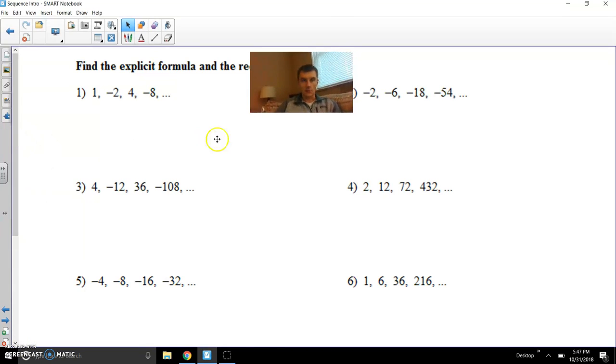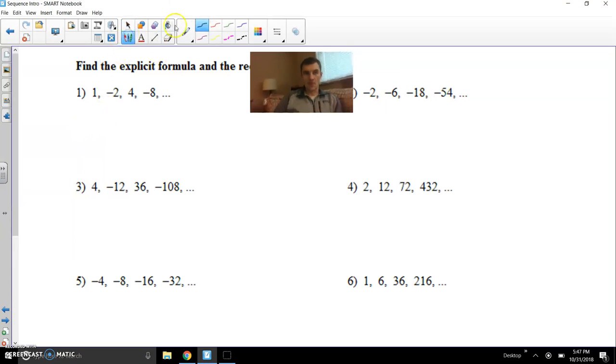Hey, Algebra 2. So we talked about sequences today and writing explicit and recursive formulas. So let's take a look at the first one. I am at home, so this may look a little sloppy in comparison to what I do when I write it on the board, so I do apologize for that.